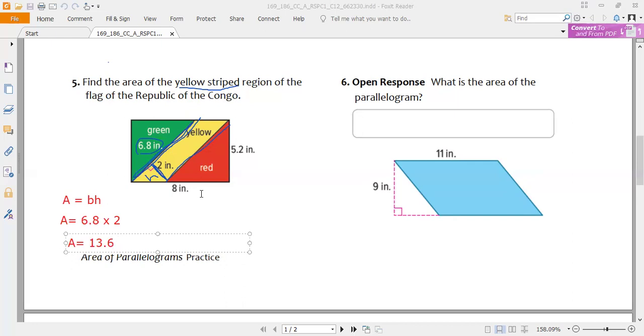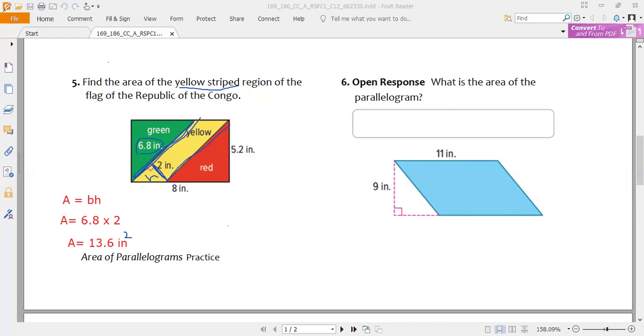And we have to write the unit. Unit is inch, and because area is two-dimensional, it will be power 2. Okay, area is always two-dimensional. This is the answer for this figure, just for the yellow one.